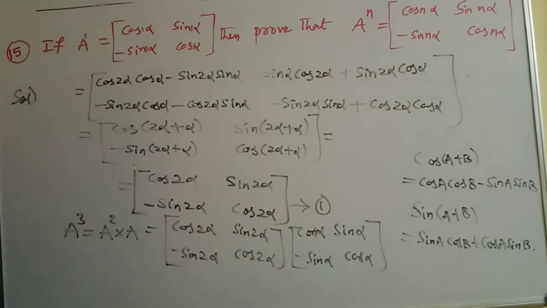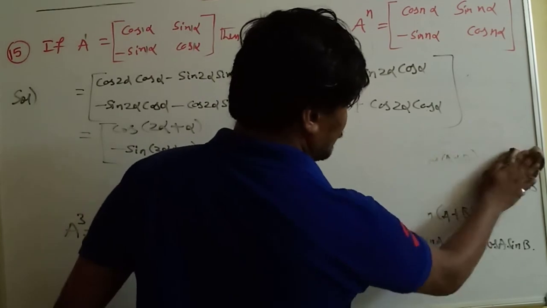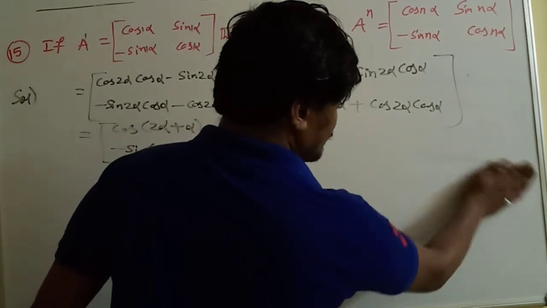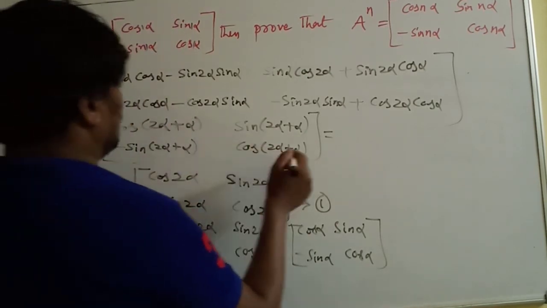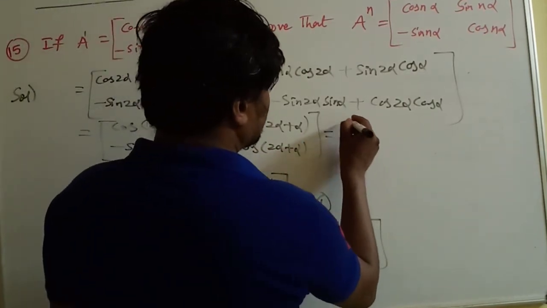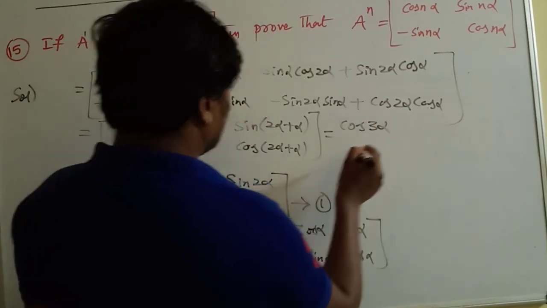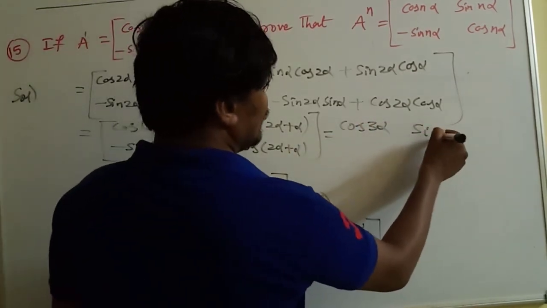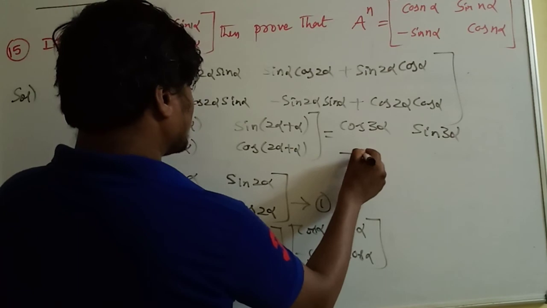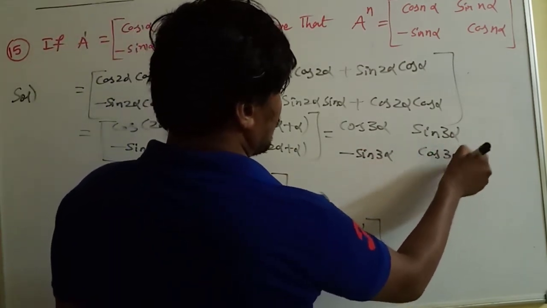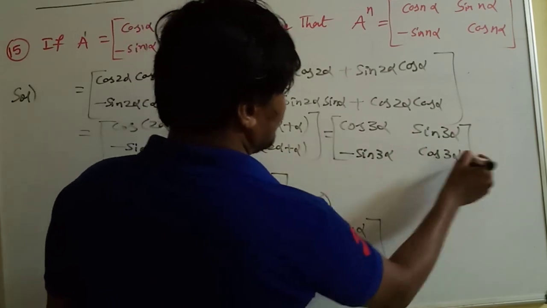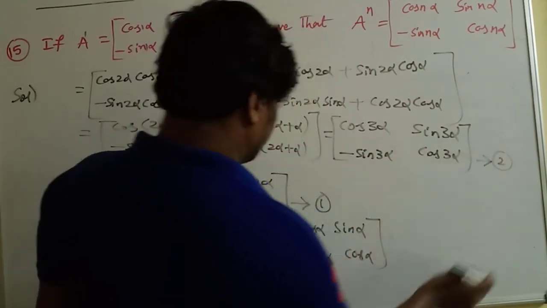So what do you get from this again? I'll write this part here, remaining part I am completing in this place. So now here 2 alpha plus alpha is 3 alpha. So right here cos 3 alpha, sin 3 alpha, minus sin 3 alpha, cos 3 alpha. This gives equation number 2.